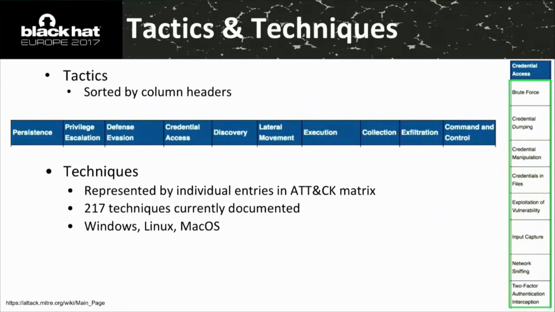Right now, there are about 220 different techniques represented in the ATT&CK matrix, and like I said, it's across Windows, Linux, and macOS. Those are behavioral. It's not going to tell you how something is being done, but it is going to tell you, for example, that credential dumping is a technique used as part of the credential access tactic.